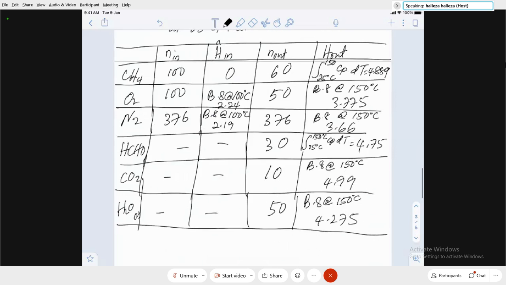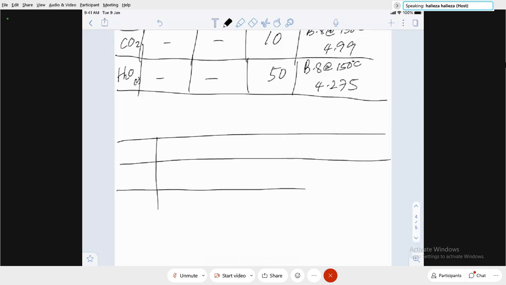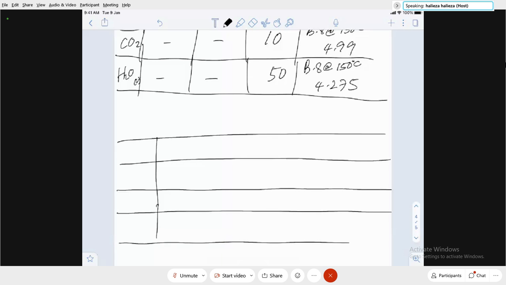And how are you going to do that? It's quite easy actually. You need to do the mole balance. Not sure whether we have enough time. Do we have enough time? Yeah, we have. Give me just 5 minutes to do this.